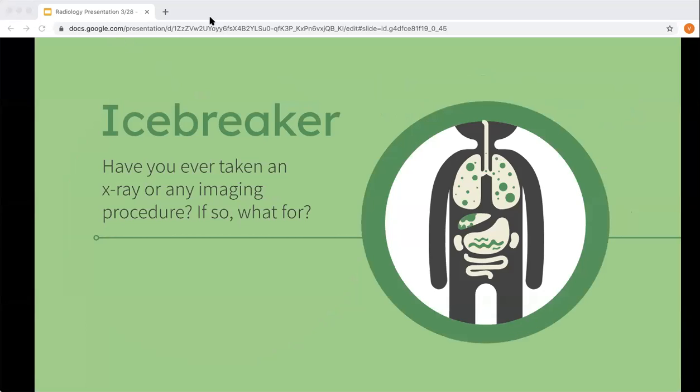So have you ever taken an X-ray or any imaging procedure? If so, what for? And you can put it in the chat. And you can also talk about the X-ray procedures that you've heard of if you've never taken one.